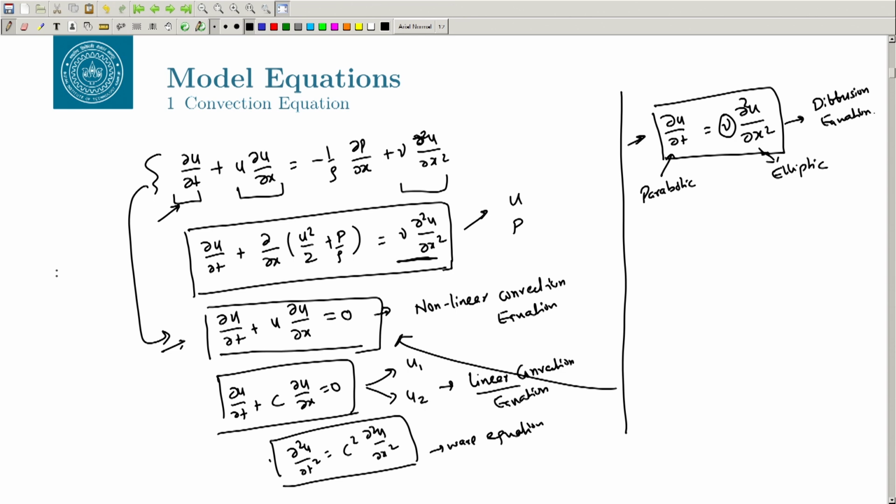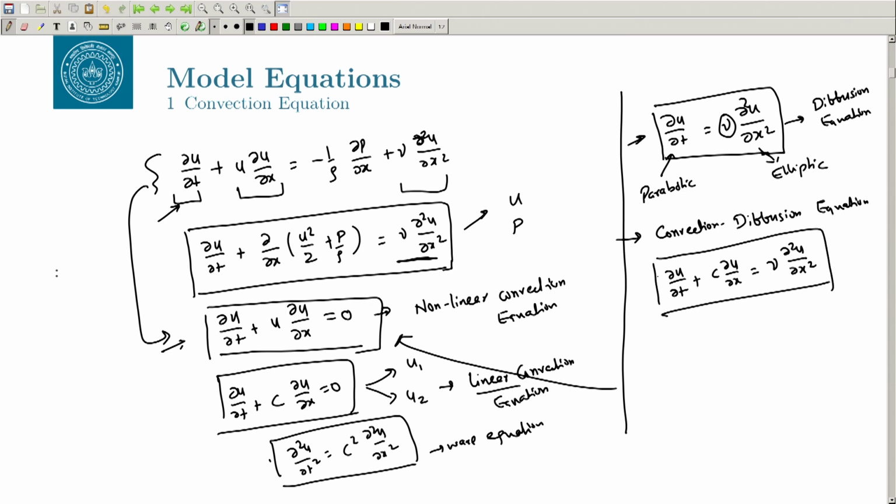Okay. So, once we are done with testing our schemes for convection and diffusion, then we will go to something called the convection diffusion equation, the simple convection diffusion equation. Okay. So, what will that have? First we will have the linear part, which is del u by del t plus C del u by del x is equal to nu del 2 u by del x square. You can see that slowly you are going towards the Navier-Stokes equations that you want to solve, right.